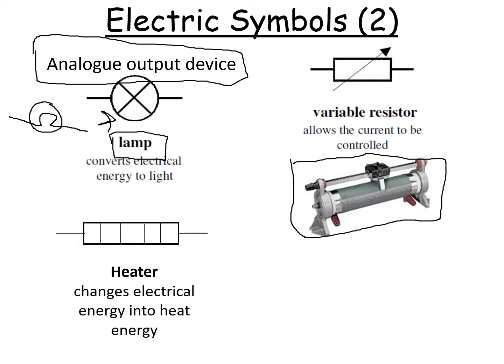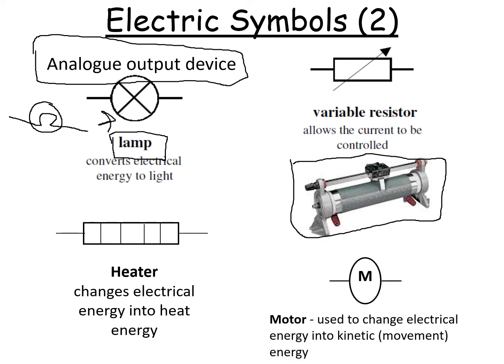A heater changes electrical energy into heat energy. Notice it's got the same shape as a resistor, but it just has these lines down them, and we'll look at why that is later on. There's a reason why these symbols are kind of connected together. And then a motor, which is used to change electrical energy into kinetic or movement energy. I'm not fussy which one you use, they both mean the same thing. I would prefer to try and use kinetic because that's a more technical term. So try and work on your literacy and take on board these new words that I'm showing you.